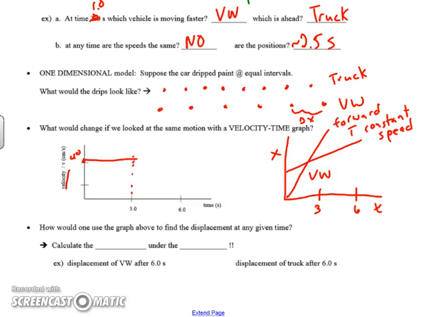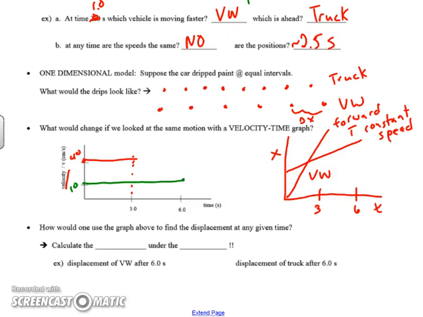So I'd stop there. The truck, on the other hand, is also moving forward at a constant speed, but its speed is much less. It's only 10 centimeters per second. So what I would do is start, let's say, right here at 10, and it took 6 seconds to complete its trip, and so it would look like that.